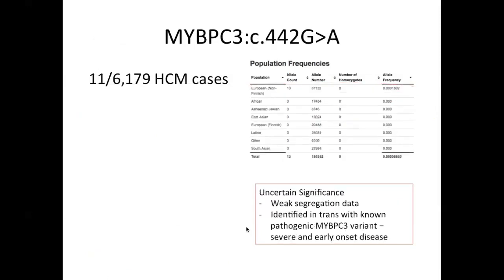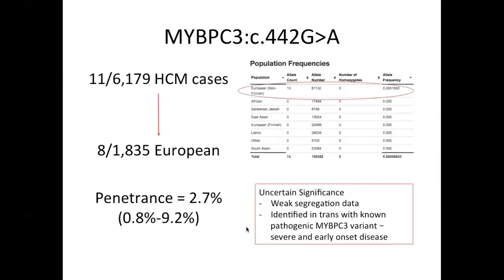The second of those variants was identified as the VUS. If you look in ClinVar, there is very weak segregation data, and it has also been identified in trans with a known pathogenic MYBPC3 variant, and in that circumstance it was shown to lead to severe and early onset disease. This variant is European specific. So again, if we drill down to the cases that we know have European ancestry, we see this variant has a very low penetrance estimate. Given the co-occurrence with this MYBPC3 variant in ClinVar, it suggests that this might actually be a modifier variant.